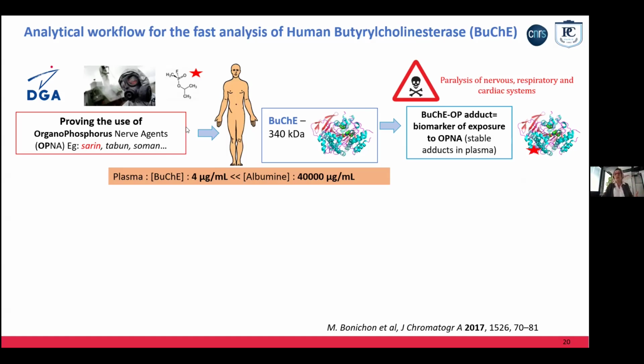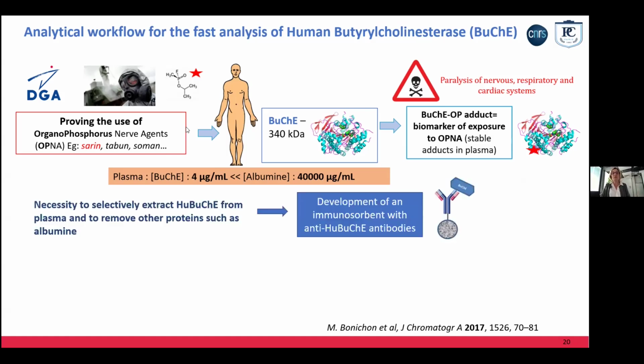So for this first problem, the concentration of butyrylcholinesterase (BuChE) in the plasma sample is very low. As you can see, the concentration is much lower than albumin in serum. That means that your plasma sample is mainly composed of albumin and not of BuChE. So to extract BuChE selectively, we decided to develop a sorbent with anti-BuChE antibodies to trap it selectively.